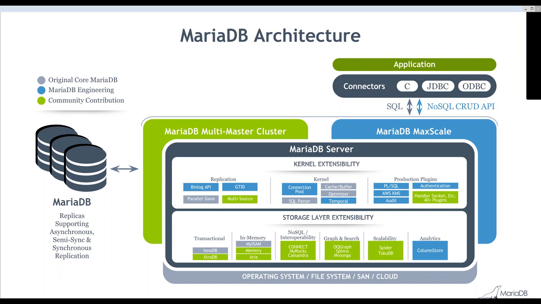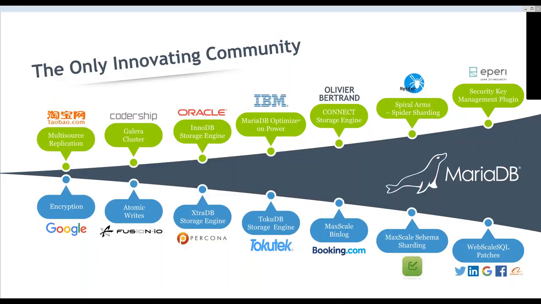MariaDB is built on modern architecture that is extensible at every layer, whether it is client, cluster, kernel, or storage. This extensibility provides two major advantages. First, it allows for continual community innovations via plugins, which means that a variety of storage engines like MariaDB ColumnStore can be integrated through MariaDB's extensible architecture. Additionally, it makes it easy for customers to configure MariaDB to support a wide variety of use cases from OLTP to OLAP.